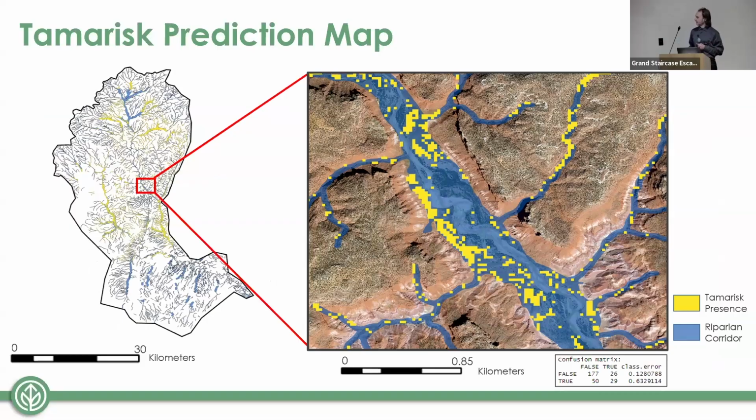I also want to point out our model performance, in this bottom box right here. It was really good at identifying the absence points, but less good at identifying the presence points. There's an old saying, all models are wrong, some are useful. So this model is wrong, but it could be helpful in seeing, oh, this particular reach of the watershed has a lot of potential tamarisk presence points, so maybe this could be a first area to survey or for our removal efforts.